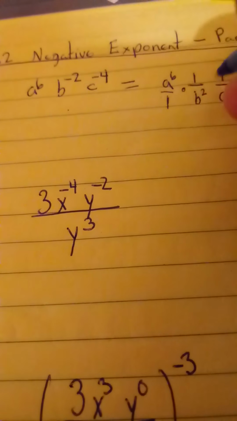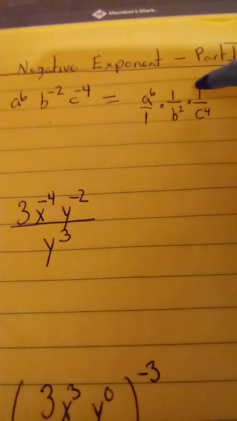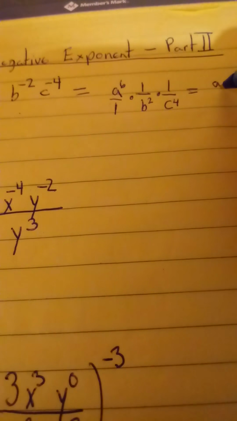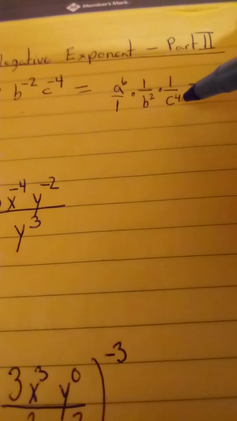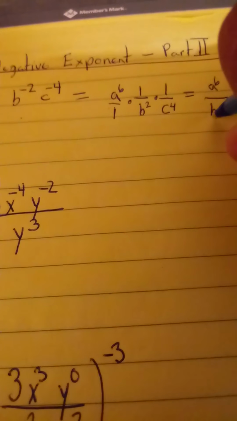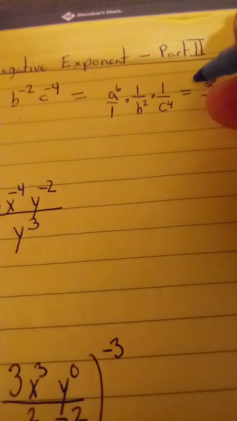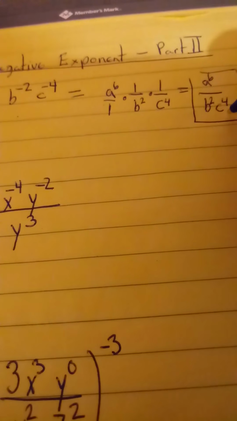And remember, we're essentially multiplying these. So a to the 6 times 1 will still be a to the 6. And we're going to multiply 1 times b squared times c to the fourth, which will be b squared c to the fourth. And that would be your answer for that one. So it'll be a to the 6 over b squared c to the fourth.